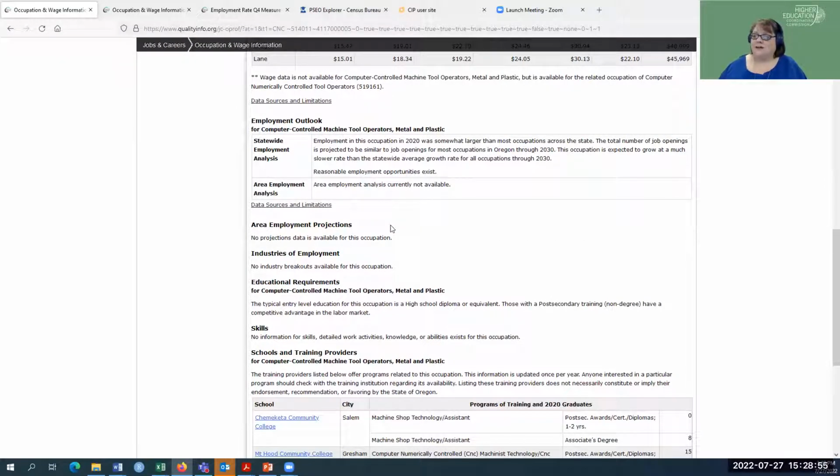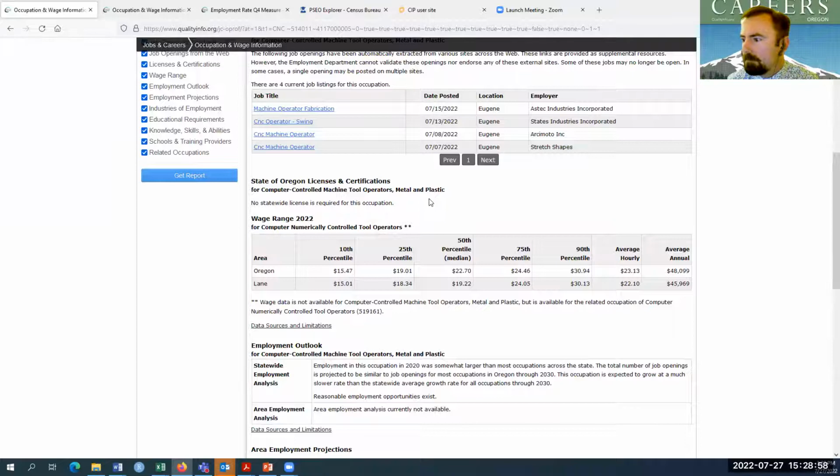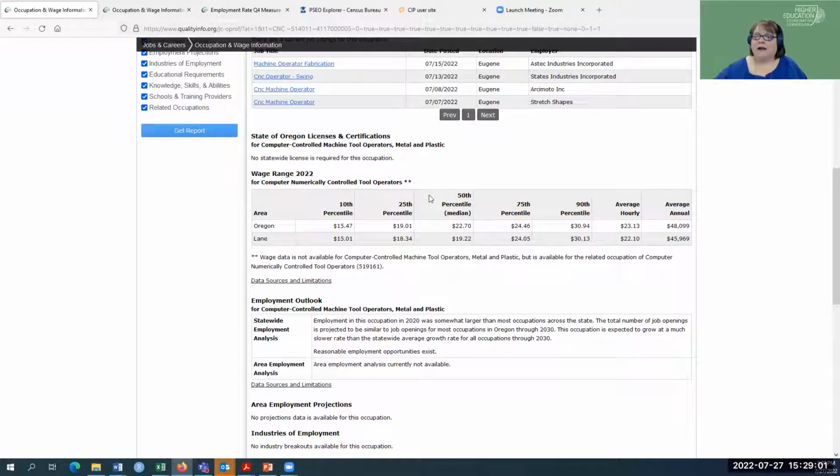Jason, yes, quick question. Can we go back to the above? Oh, yes. So my area does not have, let's say Lane says not available, that the wage information is not available. How do the colleges calculate, because we still require for the need that these boxes are filled out, these columns: the 10th percentile, 25th percentile, 50th, 75th, 90th, and average hourly, average annually. How would they calculate that information?